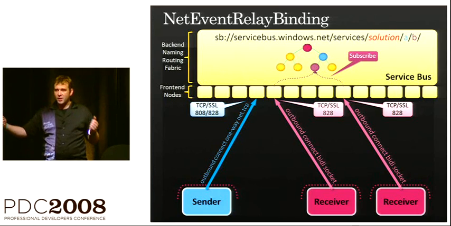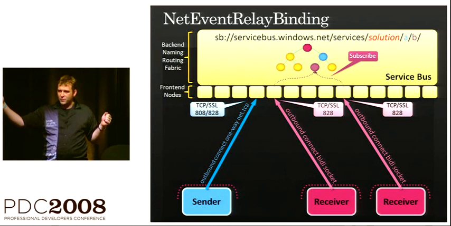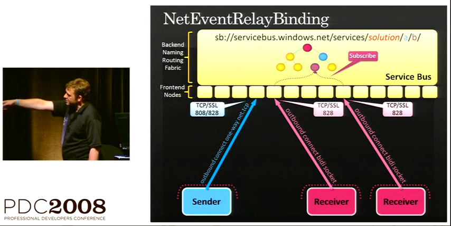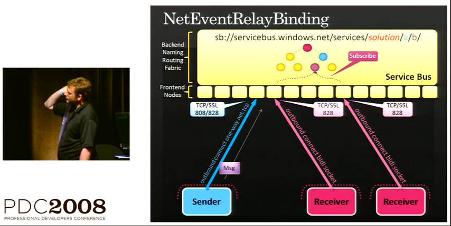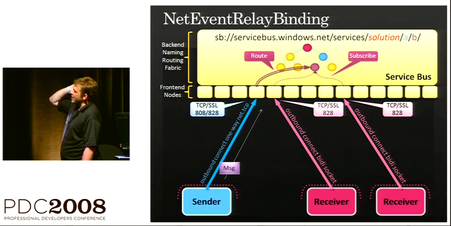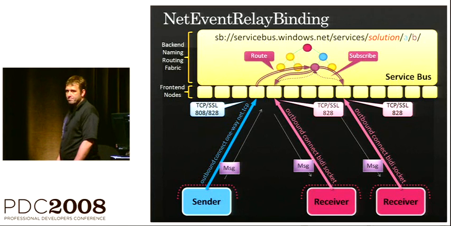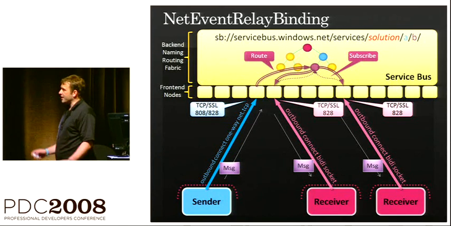You can start listening on an endpoint, and any number of listeners can start listening on that endpoint. And we distribute the messages. So the sender sends a message that gets routed to that name and then gets distributed down to all the listeners. That's eventing and multicast for you.